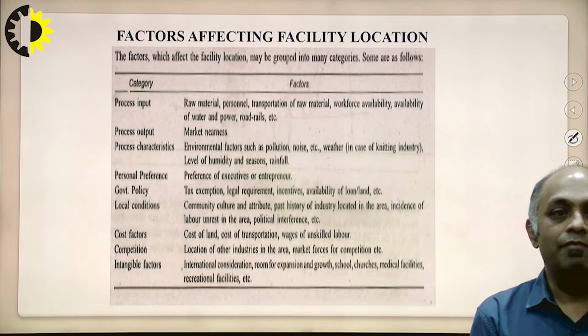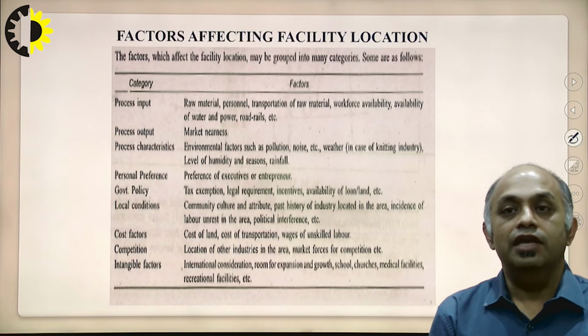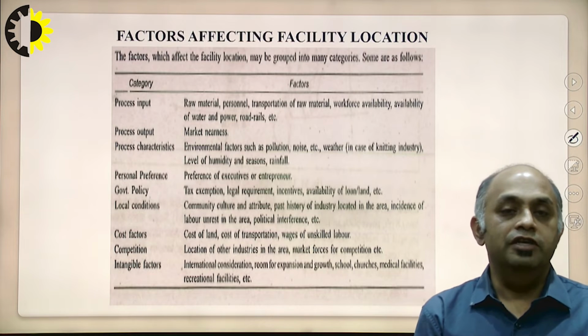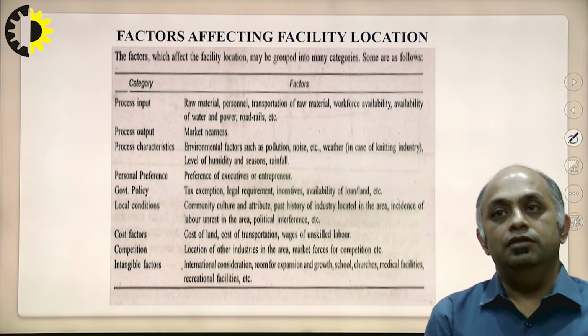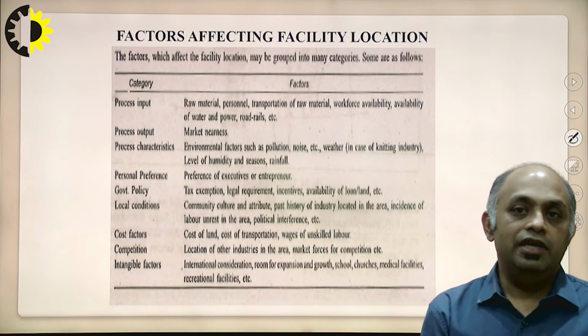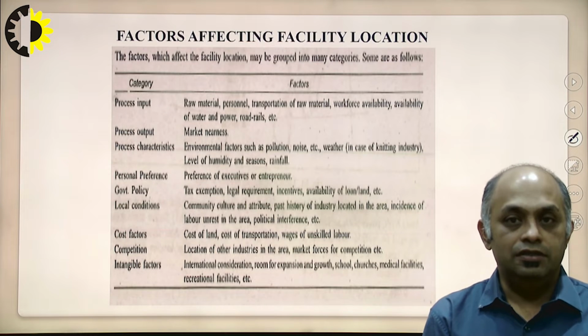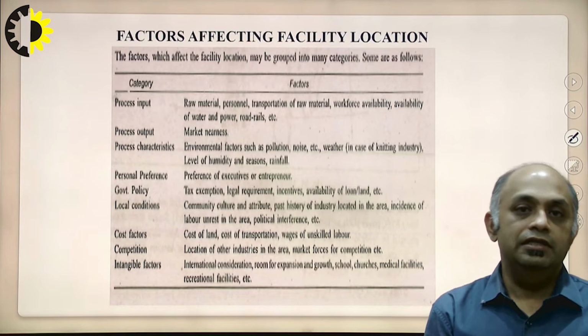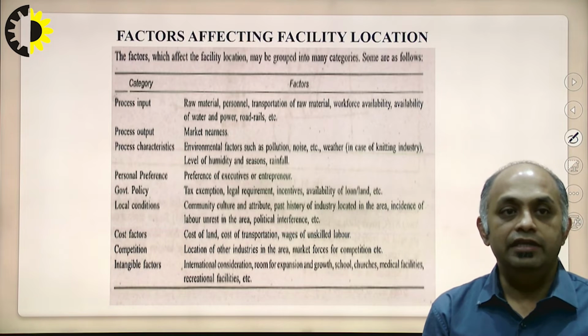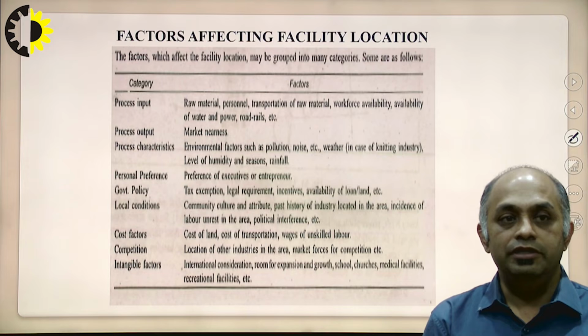Second is process output. Process output is market nearness, because once I manufacture a product, it's my duty to plan in such a way that it can get sold in the market, and then it can easily get to the customers. So market nearness is another point that is to be taken care of.